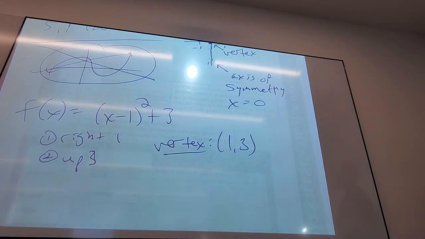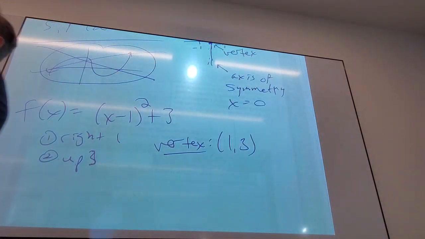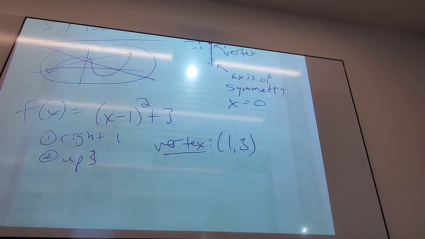Okay, I really want you guys with me. If the vertex starts at 0, 0, and I see some shifts, I can tell where it's going to go. I don't even have to graph it. If the question is just, what's the vertex of this thing? I'm like, 1, 3, that works great. It moves over 1, up 3.